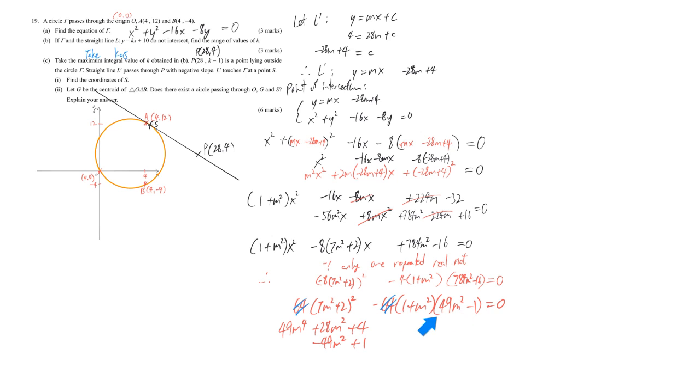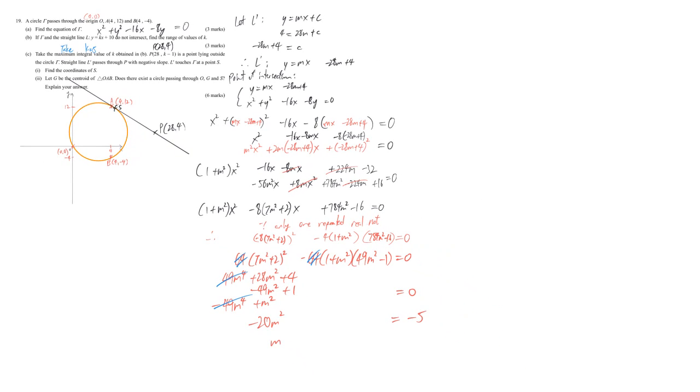And m squared, negative m squared times anything here. So negative 49m to the power 4, positive m squared, equal to 0. So the most complicated stuff disappeared. Negative 20m squared is equal to negative 5. So continue to handle the rest. M squared is equal to 1 over 4. So m is equal to 1 over 2, or m is equal to negative 1 over 2. Don't forget that they say it is a negative slope, so this should be the answer, but not this one. We reject the positive case.